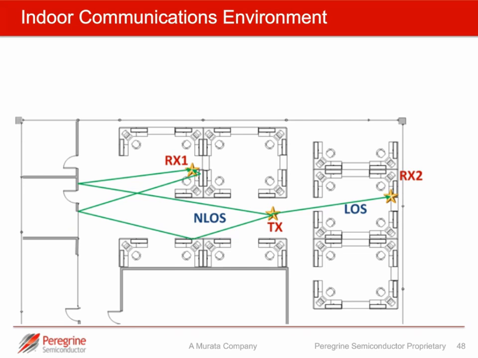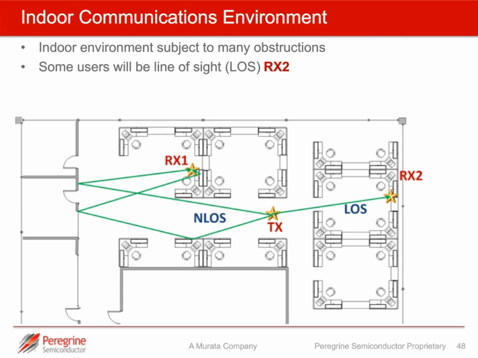So if we translate this into an indoor communications environment, as we discussed earlier, there will be many obstructions. There will be lots of partition walls of different types, and we will see some cases where we might have a line of sight application, so the transmitter is able to see directly to receiver 2, but more likely we're going to see non-line of sight cases, and we're going to be relying on multipath. But as we said, the angle is important, and the lower the angle, the better the reflection we get. So we're not going to see a huge number of reflections.